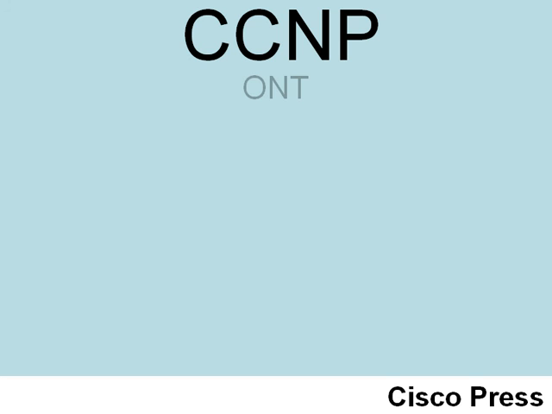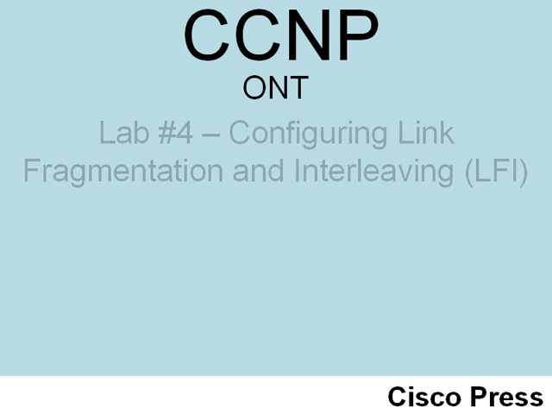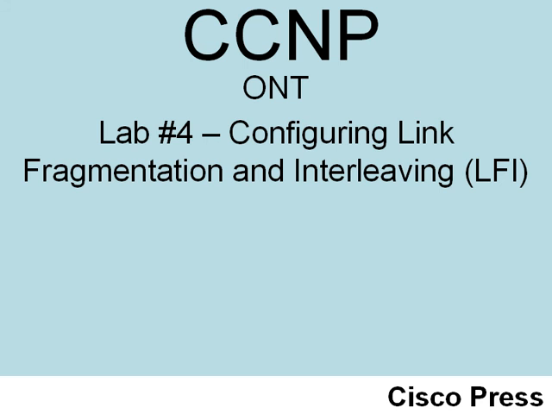In ONT lab number 4, we took a look at link fragmentation and interleaving. Specifically, we examined the tool multilink PPP. We began, however, by reviewing the need for LFI. Why do we need link fragmentation and interleaving? And we saw that we needed LFI on slower speed links, specifically less than 768 kilobits per second. On these slower speed links, it might take so long for a big data frame to get out of the interface. Our little tiny voice frames are adversely affected because of the extreme serialization delay that they experience.